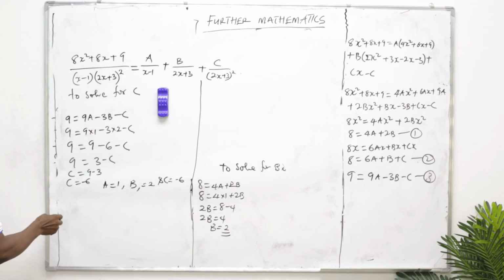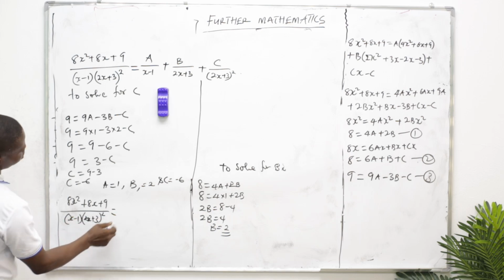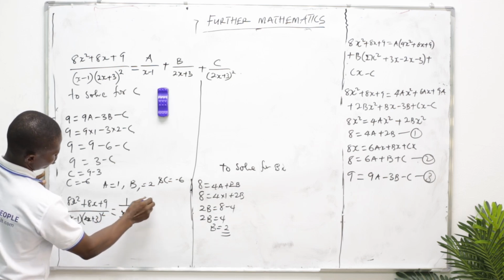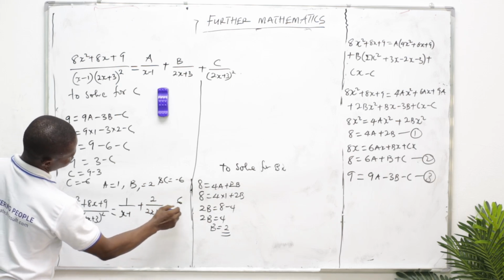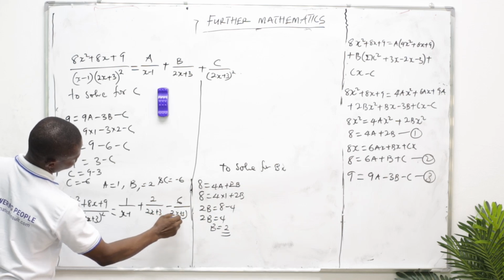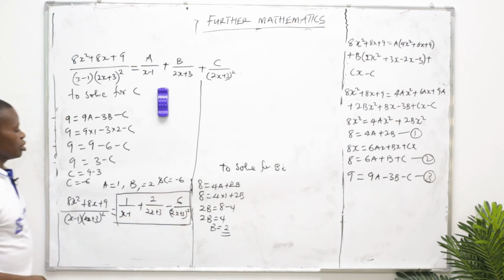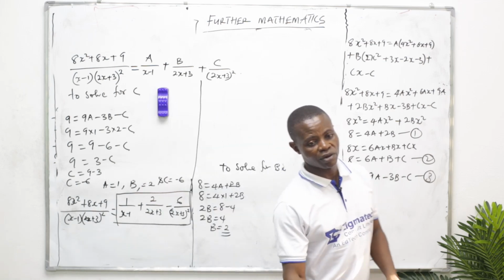Let's fix it in the solution. So, 8s squared plus 8s plus 9 all over s minus 1 into 2s plus 3 all squared equals 1 over s minus 1 plus 2 all over 2s plus 3 minus 6 all over 2s plus 3 all squared. So this is the solution to the partial fraction.